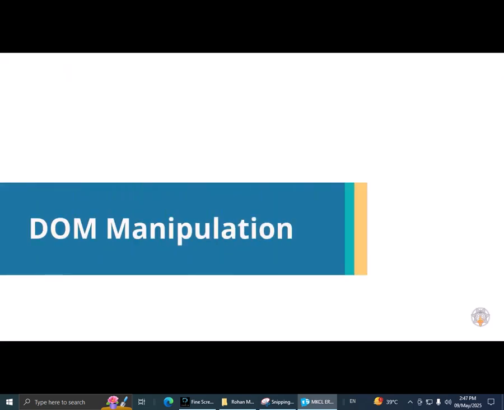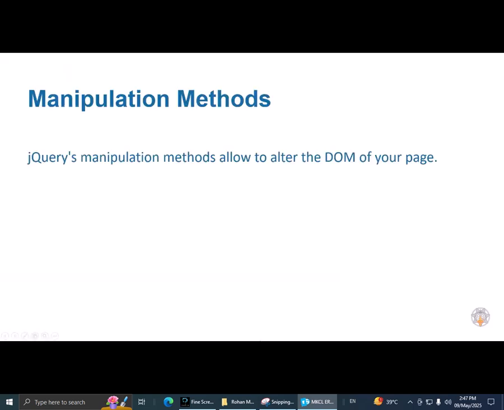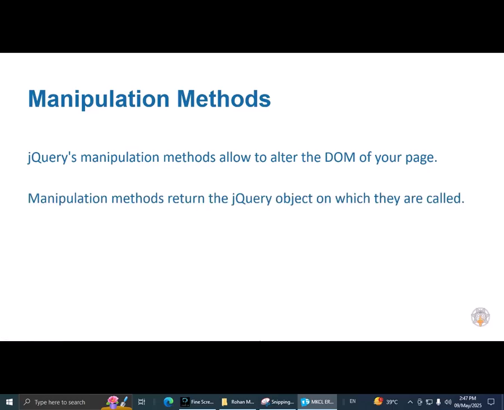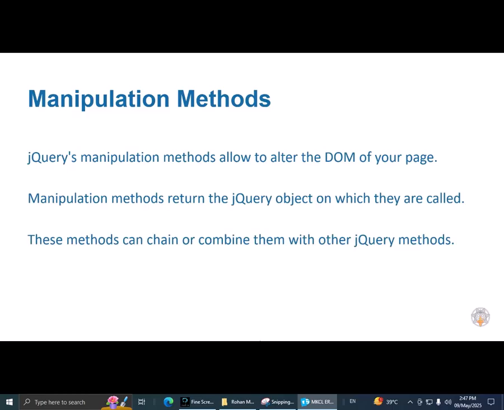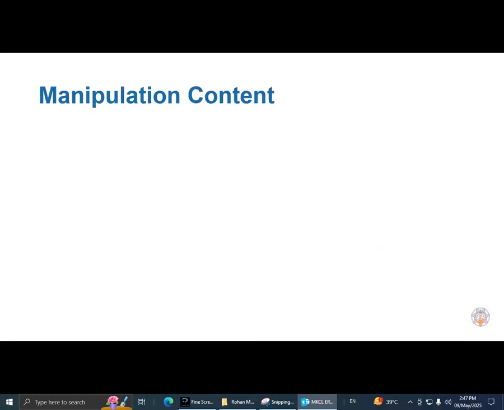Now let us look at DOM manipulation. jQuery manipulation methods allow you to alter the DOM of your page. These methods return the jQuery object on which they are called. These methods can change or combine with other jQuery methods. These manipulation methods can change the DOM in some way.